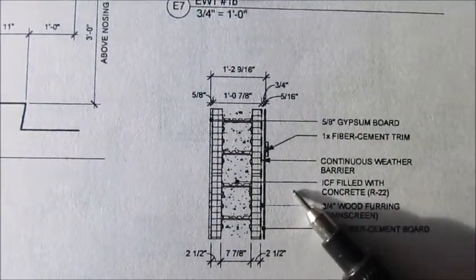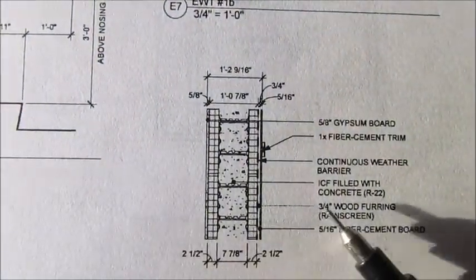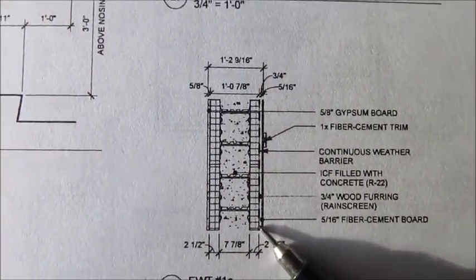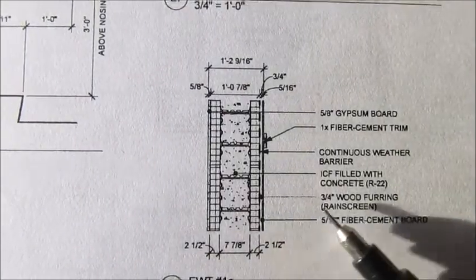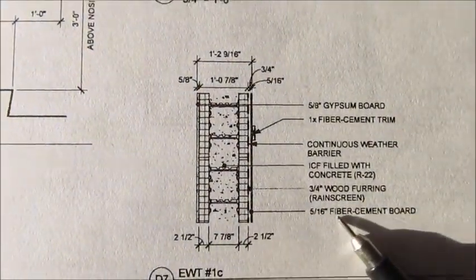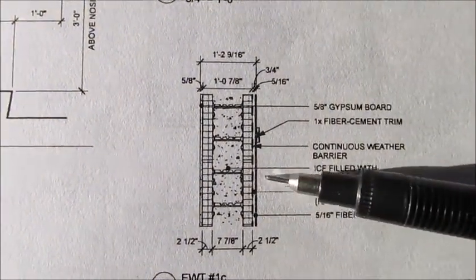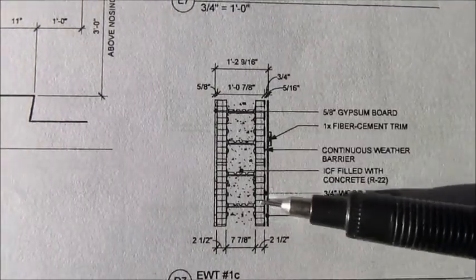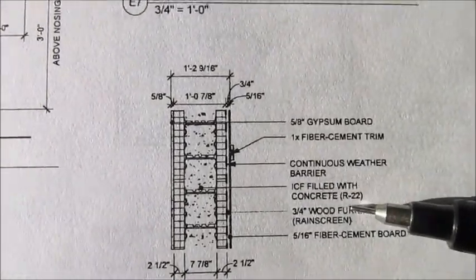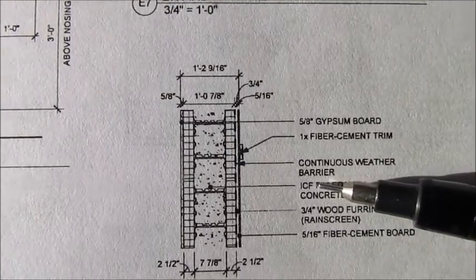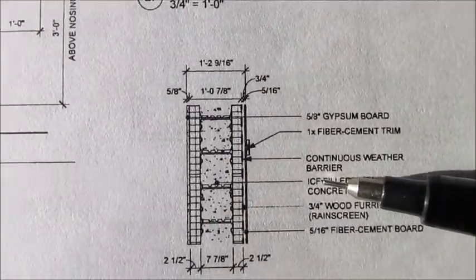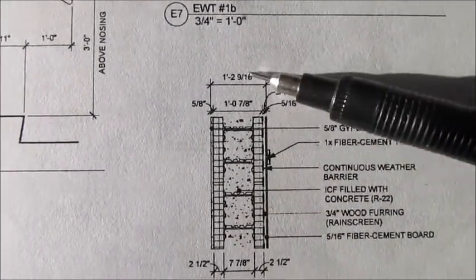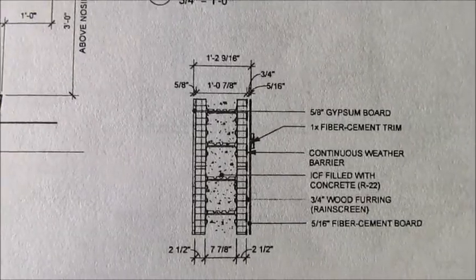Inside that, and remember this is outside the building to inside the building, inside that is a 3/4 inch wood furring called rain screen. That is a structural member that gives rigidity, where we can affix our fiber cement board. The rain screen is driven through this, which is the ICF filled with concrete. ICF is insulated concrete form. It's a styrofoam form, one piece of styrofoam on each side, held together with either plastic or wire on the inside, and we fill it full of concrete. And it makes for an insulated foundation.